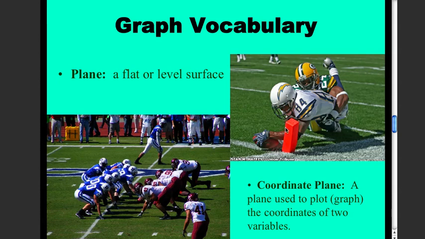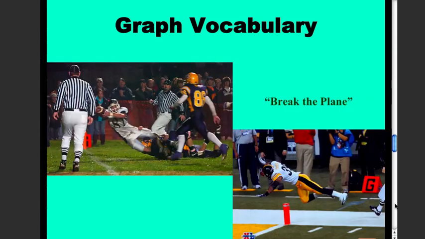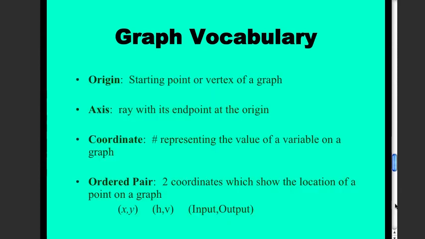Sometimes football players will be reaching for the goal line. You can see the pylon is marking the goal line here, and this football player is trying to break the invisible plane going up and down so that he can score a touchdown. A coordinate plane is a plane used in math to plot or graph coordinates of two different variables. Here's some more pictures of football players trying to break the plane.